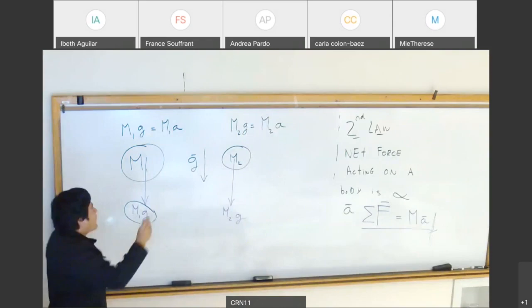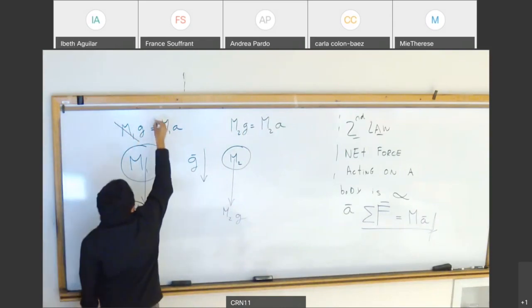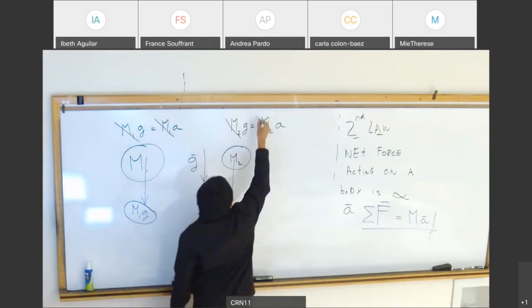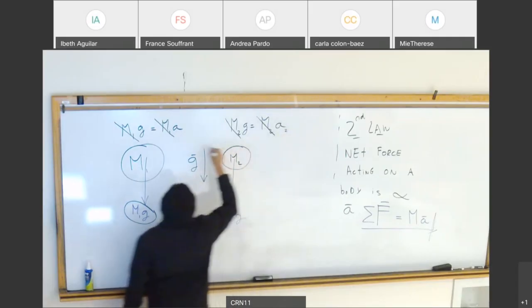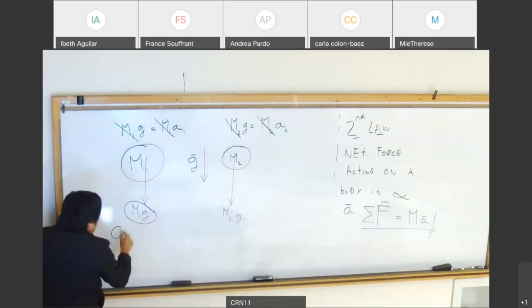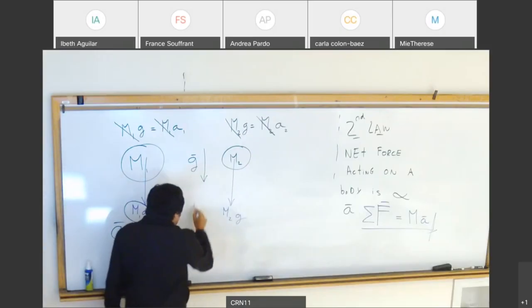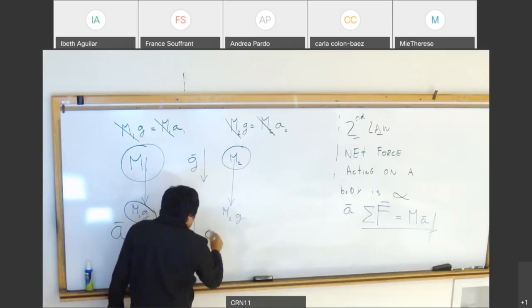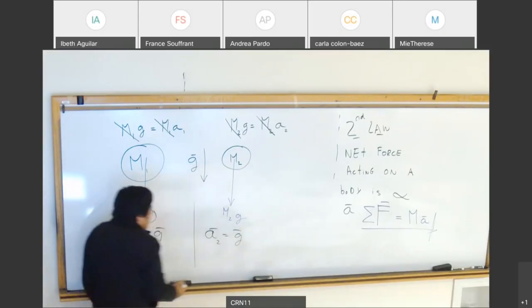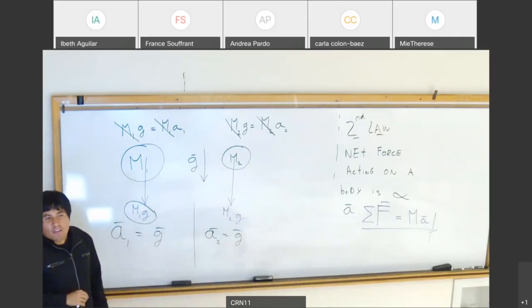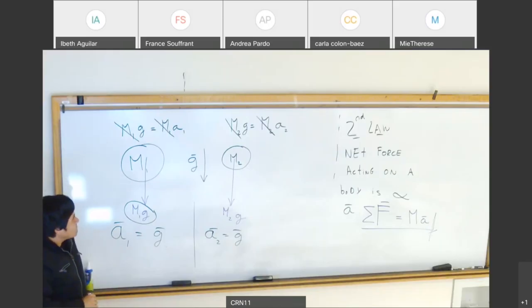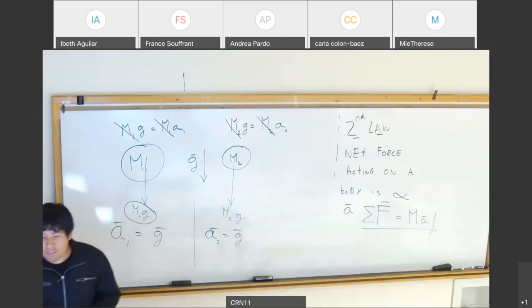Aha! Look what I can do. It cancels. So A2, A1. The acceleration for this one is gravity, and for this one is also gravity. They are falling with the same rate, the acceleration of gravity, 9.8 meters per second squared. That's why. Any questions?